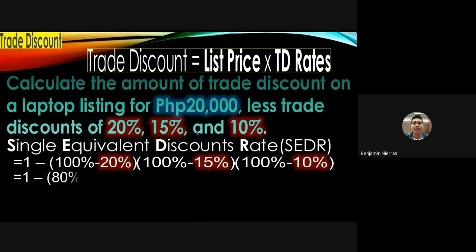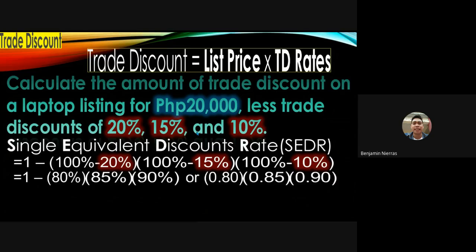So we have, huwag nyo munang pansinin yung 1 minus. 100 minus 20%, 80%. 100 minus 15%, 85%. And 100 less 10%, 90%. So dahil mahirap magkalkula using the percentage form, gawin nyo siyang decimal. So, instead of 80%, 0.8, 85% will be 0.85 and 0.9. So, tsaka nyo sila i-multiply.